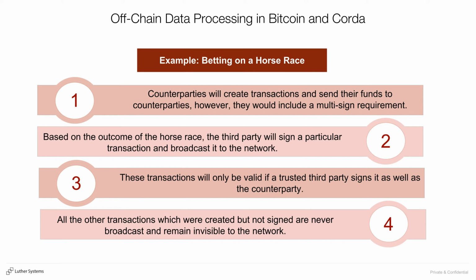And in some cases, these other transactions of sending money that were created by all the counterparties, only one of those transactions gets broadcast to the network. So all these other transactions that were not signed and do not get broadcast to the network remain sort of invisible to the network. No one else in the network sees these other transactions except the direct counterparties and this trusted third party.